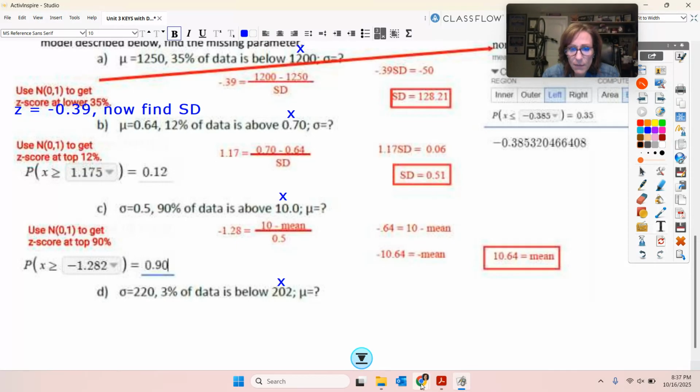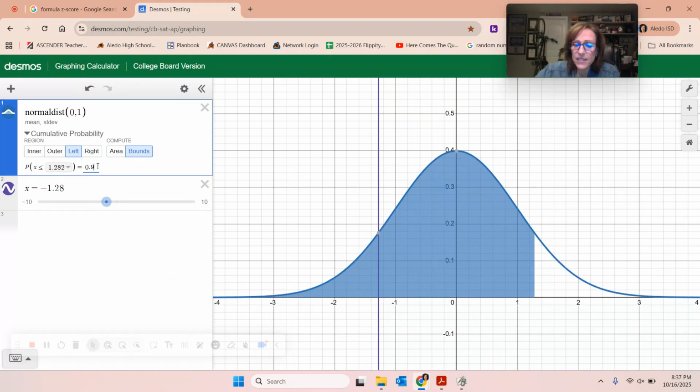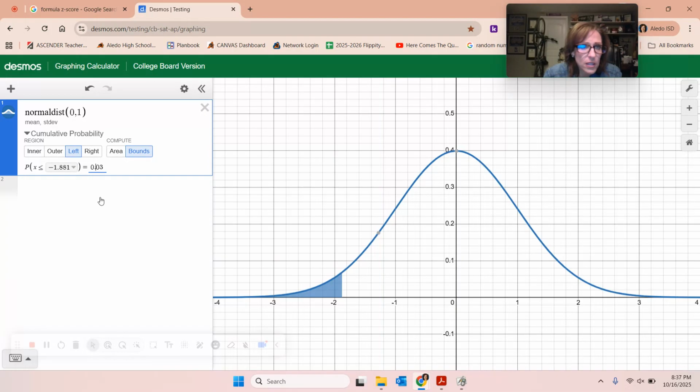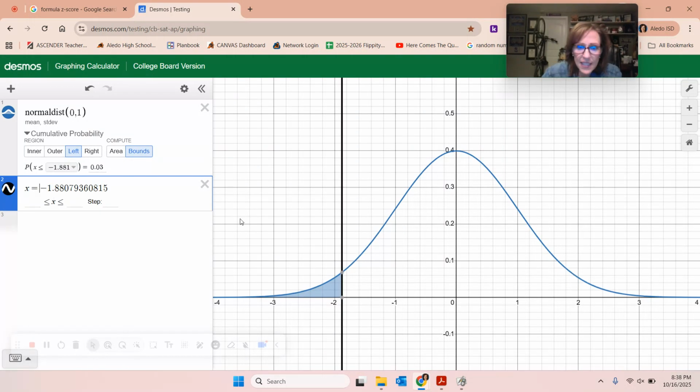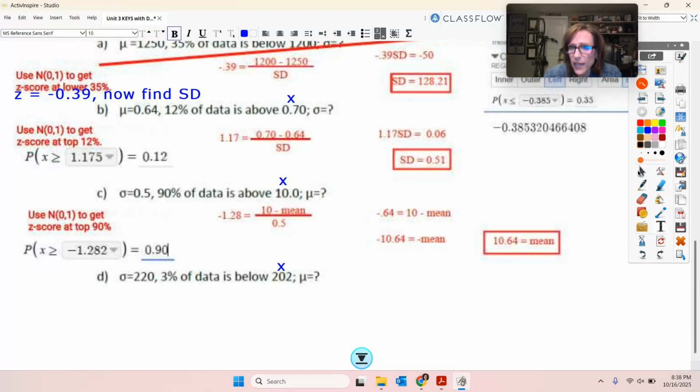All right, so let's come on over to our Desmos. Percent is not the z. I got 3% to the left. So 3%, 0.03 to the left. There's a picture. And so there is the z-score. Percent is not the z, but the z-score is negative 1.88. So here I go. The z-score is negative 1.88.